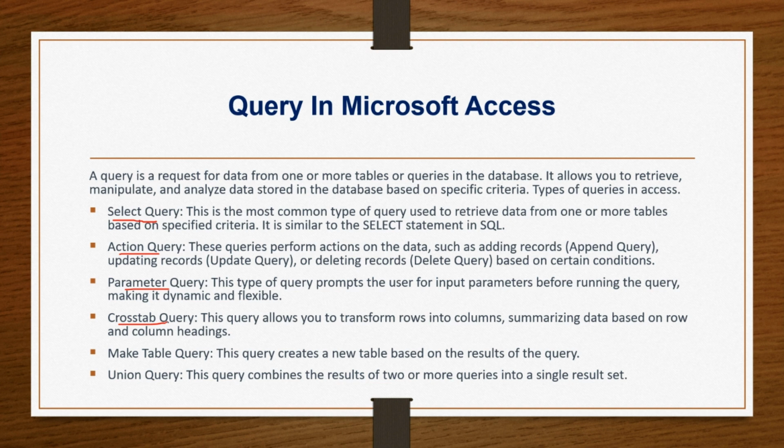Cross tab query, this is just like a pivot table in Excel. It summarizes data in the form of rows and columns, right? Make table query is nothing but you create a table out of a query. Union query combines the result set of 2 or more queries into a single result set. So let's get into the practical stuff to talk about these queries in detail.